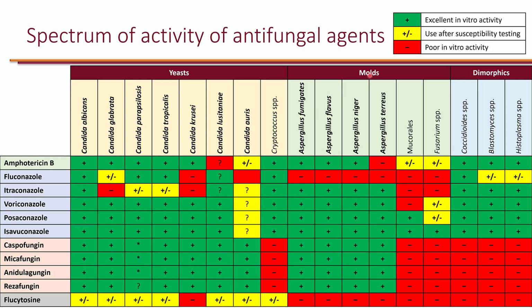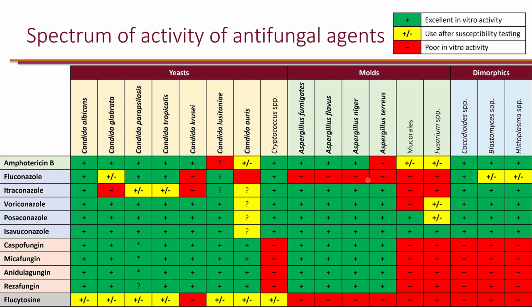Now, next, let's take a look at molds. So then we have different aspergillus species. And then we have the difficult molds like Mucorales and Fusarium. These are very nasty, resistant molds that cause a lot of mortality. So amphotericin B has good activity against most aspergillus, but then it kind of becomes short when it comes to some of these other molds.